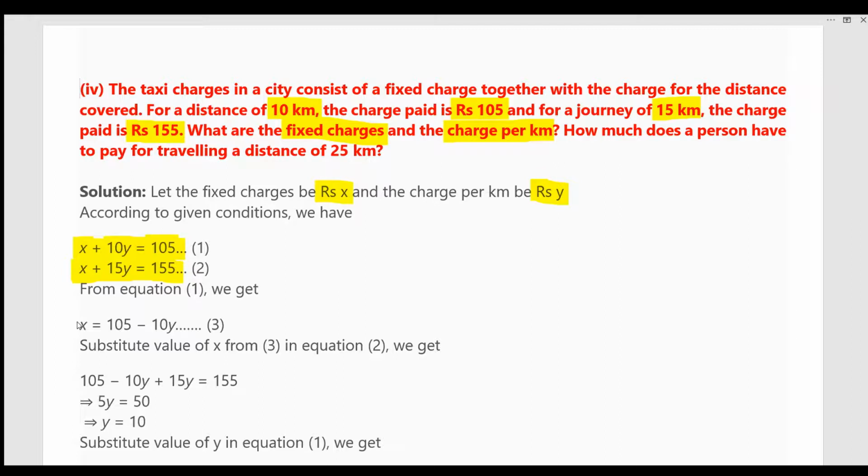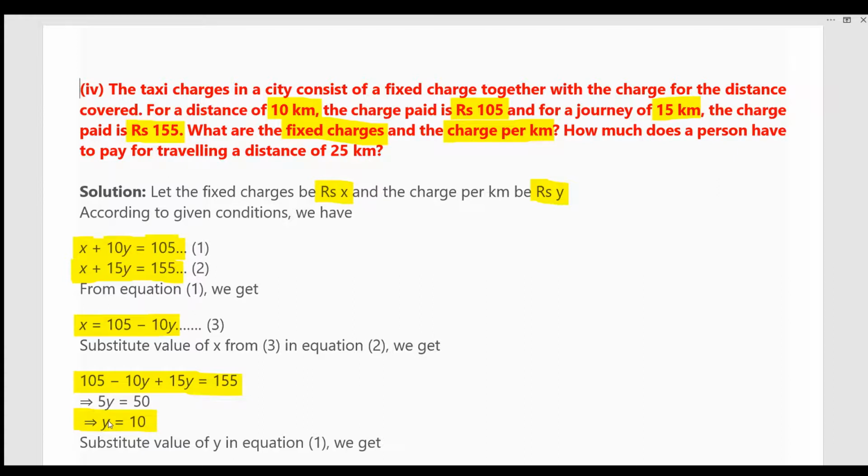So from the first equation we will write x is equal to 105 minus 10y. Now this value of x we will substitute in the second equation. So we will get 105 minus 10y plus 15y is equal to 155. Now after solving this you will get y is equal to 10. The value of y is 10.